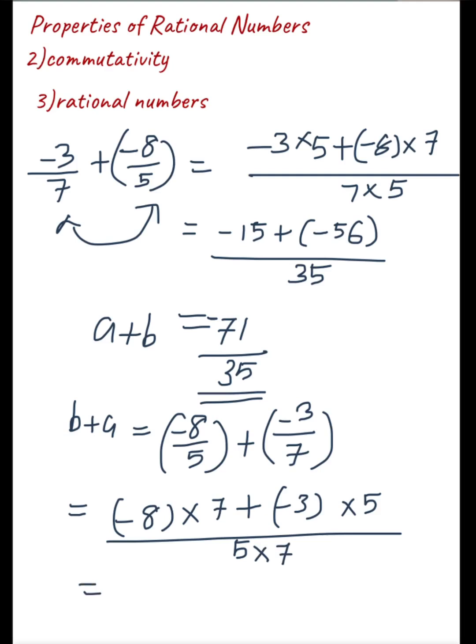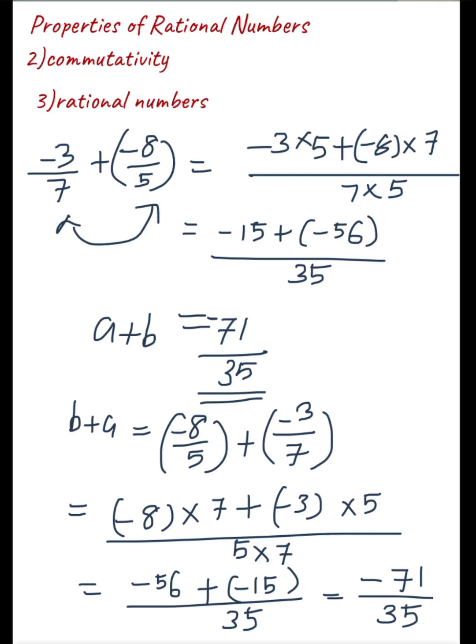Now what is minus 8 into 7? It's minus 56, plus minus 3 into 5, which is minus 15, divided by 5 into 7, which is 35. Now what is minus 56 plus minus 15? It's again minus 71 by 35. So here it's minus 71 by 35, and here minus 71 by 35.